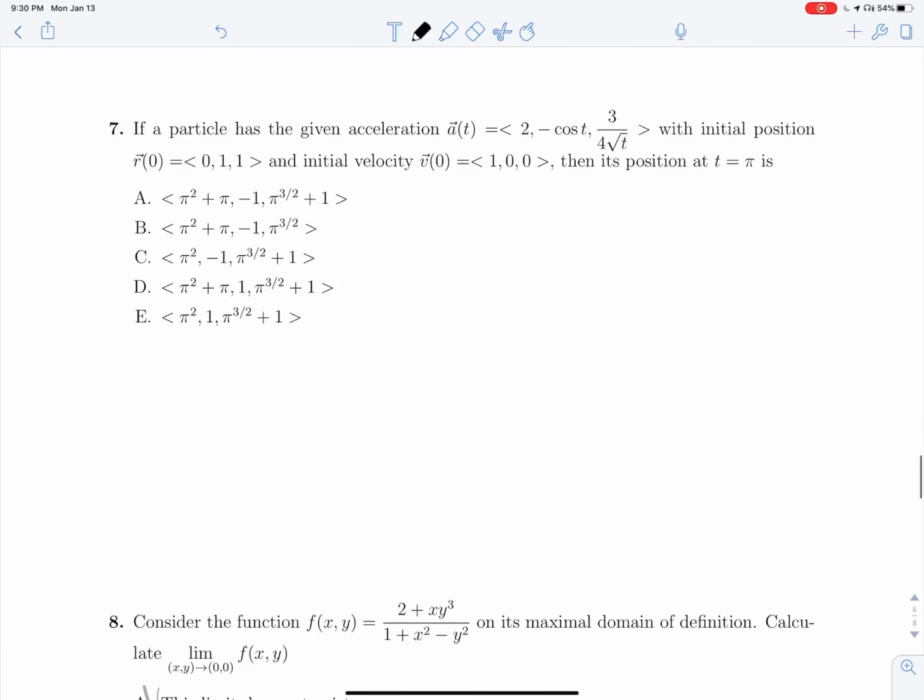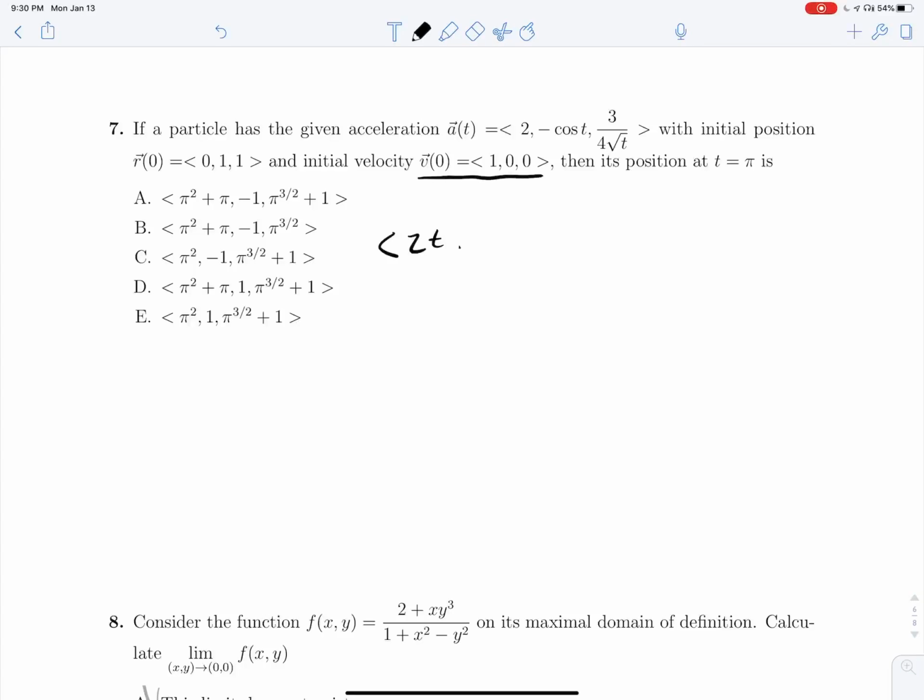Okay, question 7. We're given a classic particle motion question to solve where we're given acceleration and we're going to have to integrate down all the way to position, adjusting with our initial values that were given along the way, and it's going to be a good time. So let's integrate a of t.